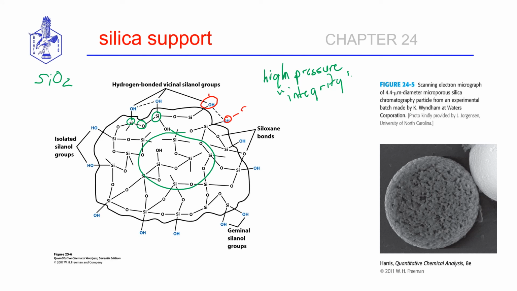this kind of chemical modification to the surface. There's our desired stationary phase material.